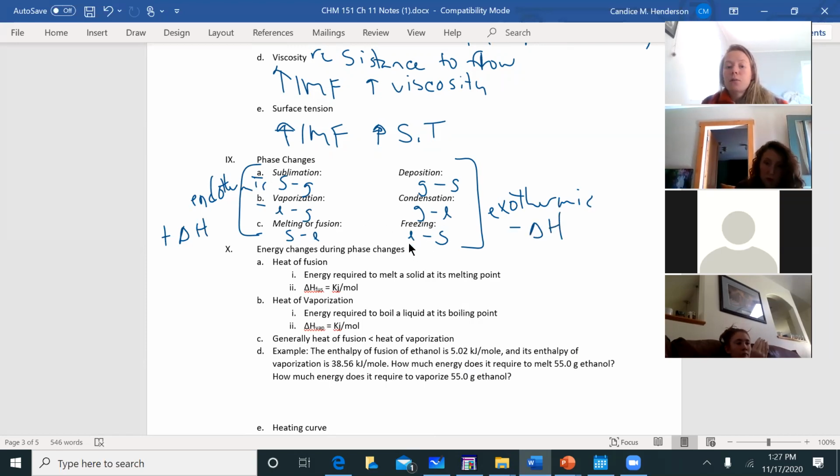So freezing, when we're going from a liquid to a solid, you can actually experience this firsthand when you're outside and it starts snowing. When we get that snow, what's happening is we're freezing the liquid in the clouds. This releases heat and it will actually feel a little bit warmer.